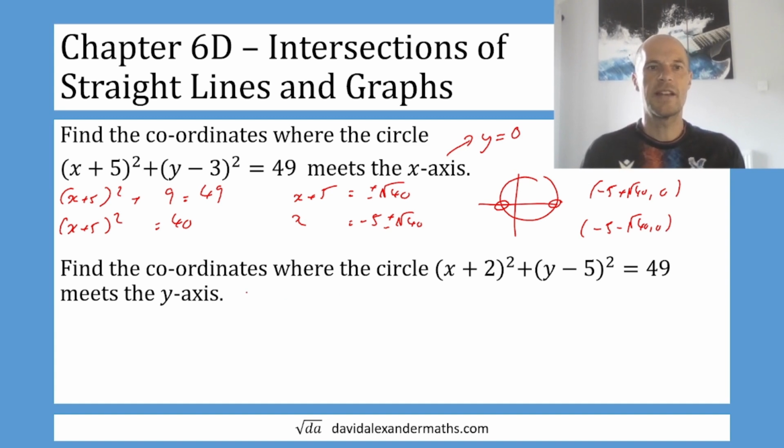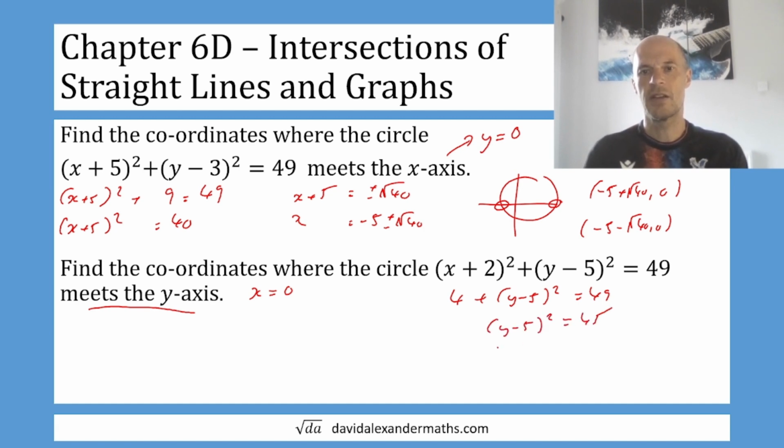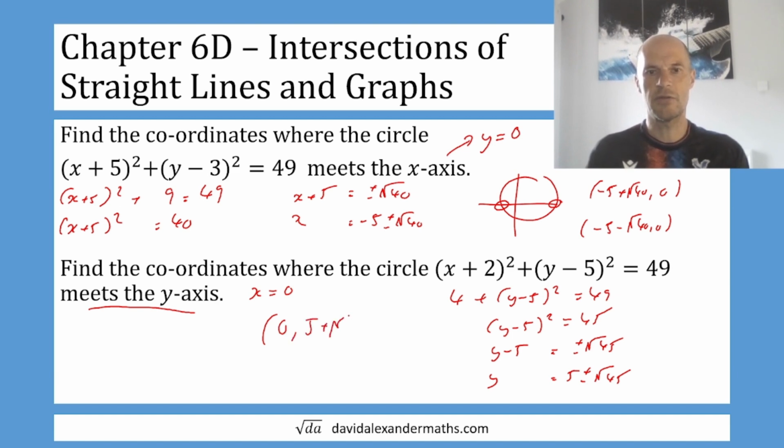Now, similarly, when we've got the expression "meets the y-axis", this is very similar to the question above, except this means x is 0. So let's substitute in 0 for x. 0 plus 2 is 2, 2 squared is 4, 4 plus (y − 5)² is 49, so (y − 5)² is 45, so y − 5 is plus or minus the square root of 45, therefore y is 5 plus or minus root 45. So the coordinates here are (0, 5 + root 45) and (0, 5 − root 45).